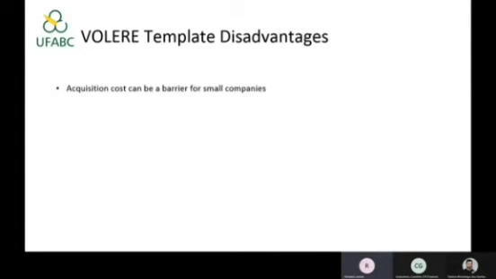In general, I didn't find anything wrong with the Volere template as a disadvantage.